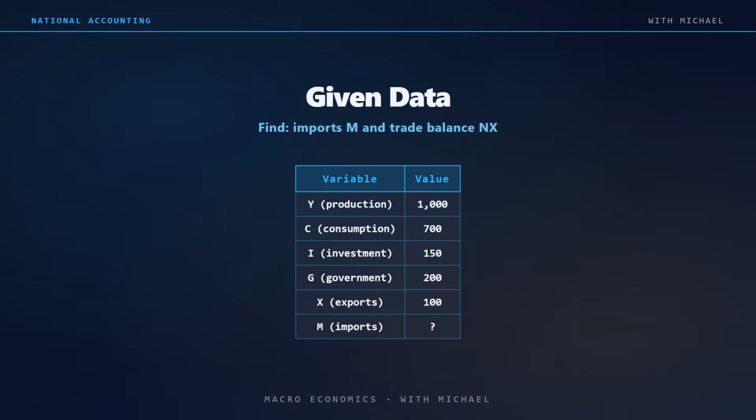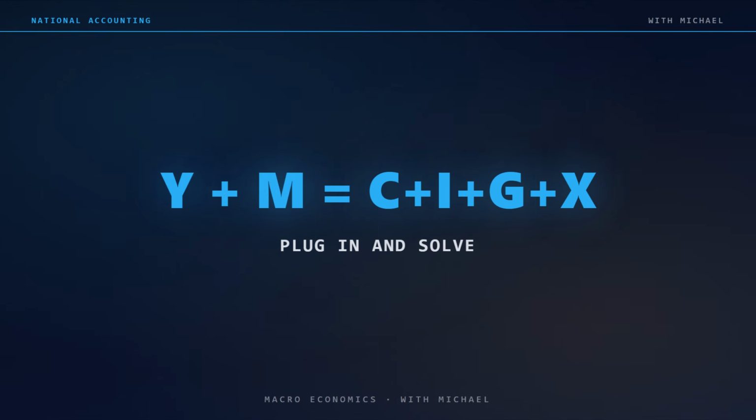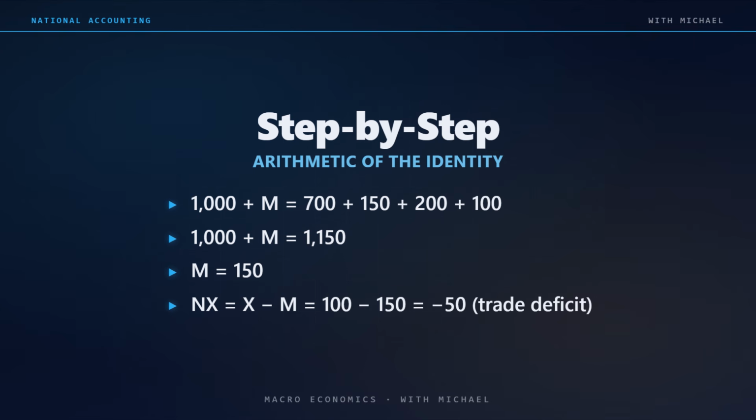The sources and uses identity says Y plus M equals C plus I plus G plus X. Plugging in, 1,000 plus M equals 700 plus 150 plus 200 plus 100. The right-hand side equals 1,150. So 1,000 plus M equals 1,150. Therefore, M equals 150. The economy imported 150 units of goods.